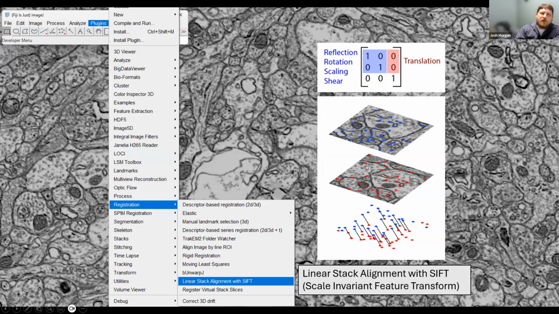Things get much trickier when you get larger areas and there's distortion in your sections, and wrinkles are probably the most horrible problem because you have really sudden changes in the transformation, and then you have to do some kind of nonlinear transformation.